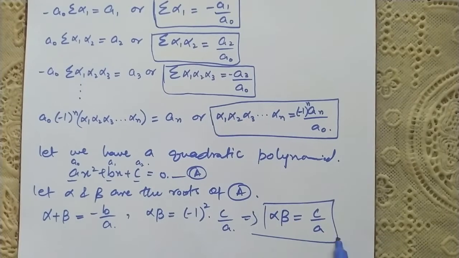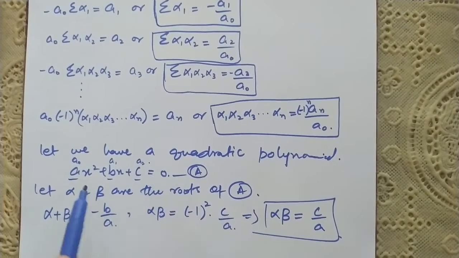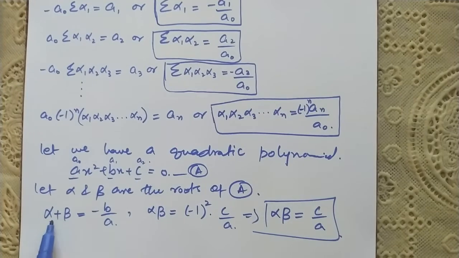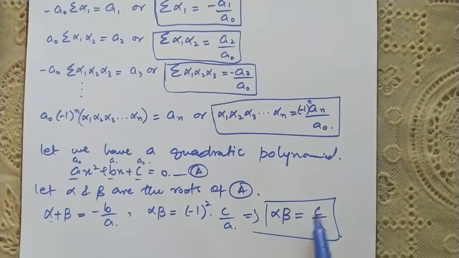So in the standard form of the quadratic equation, the sum of the roots will be minus b upon a, and the product of the roots will be c upon a.